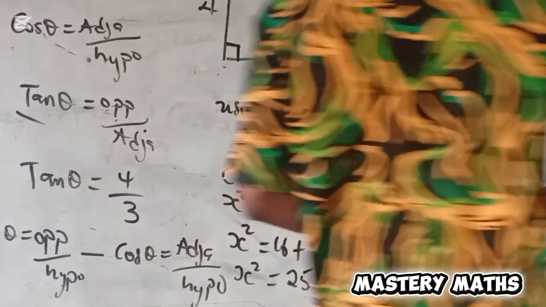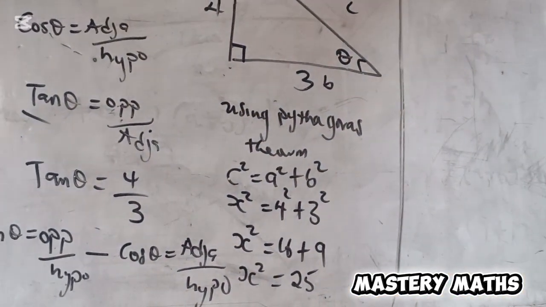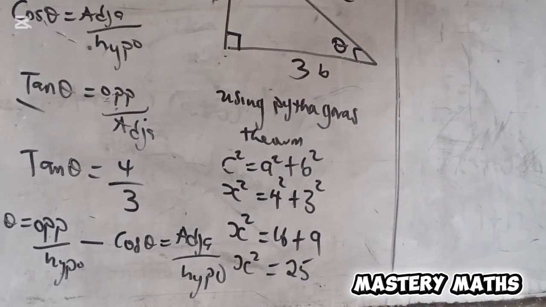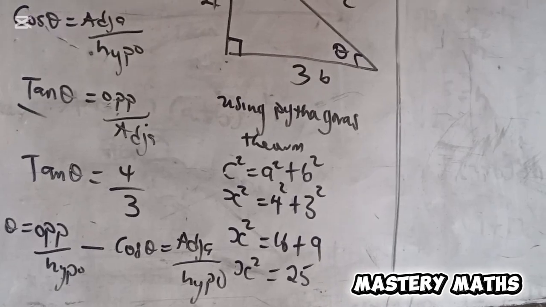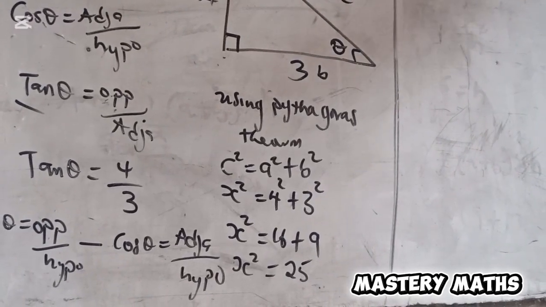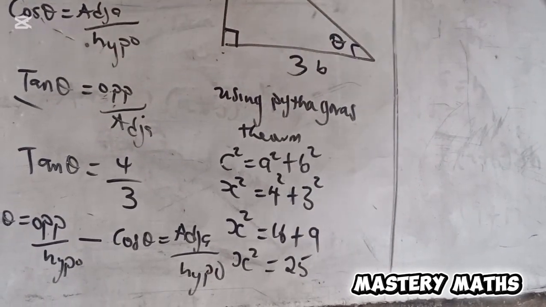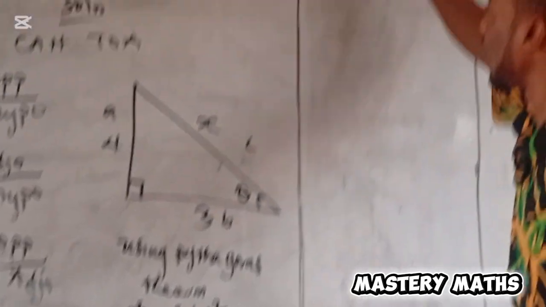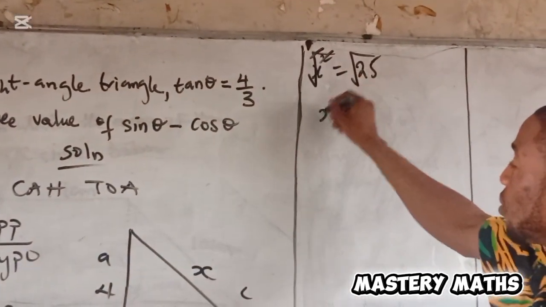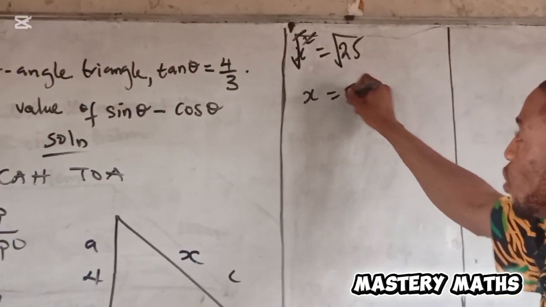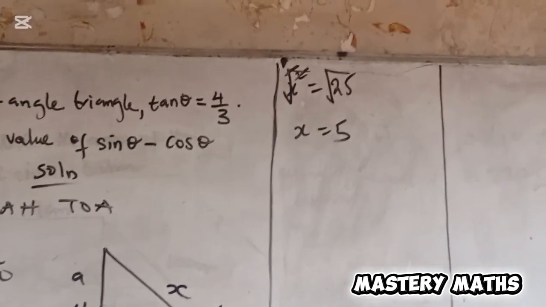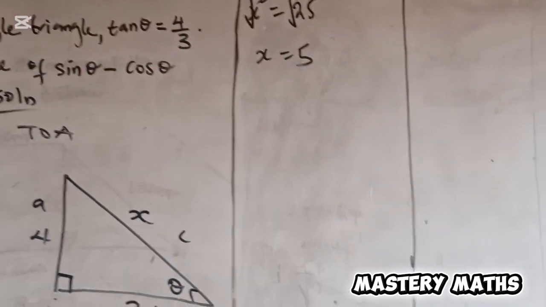How do we get x? We said our x squared is equal to 25. Now we need to get x. How do we solve for x? To get your x, you square root both sides. You say this cancels this. You have your x. Square root of 25 is what? Is 5. Square root of 25 is 5.